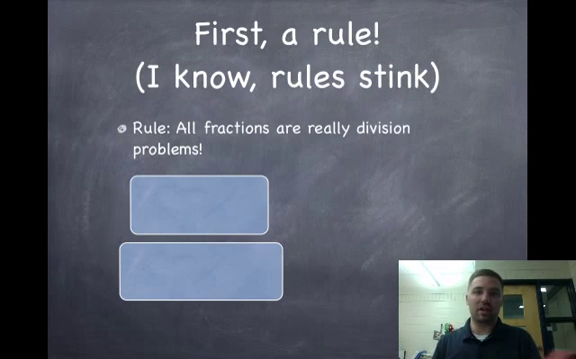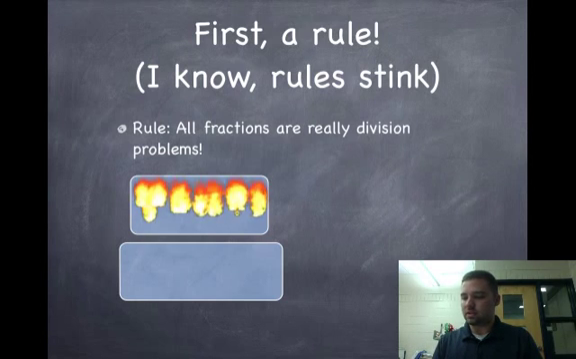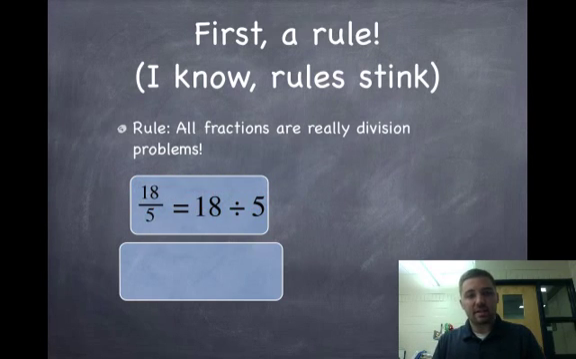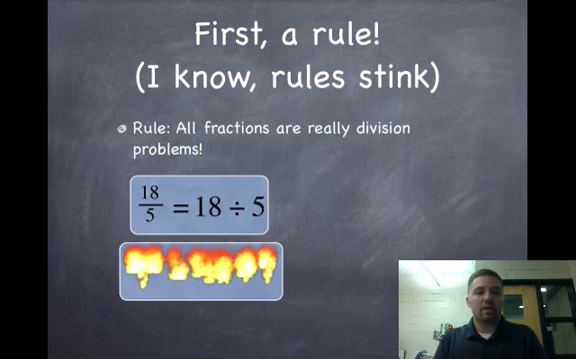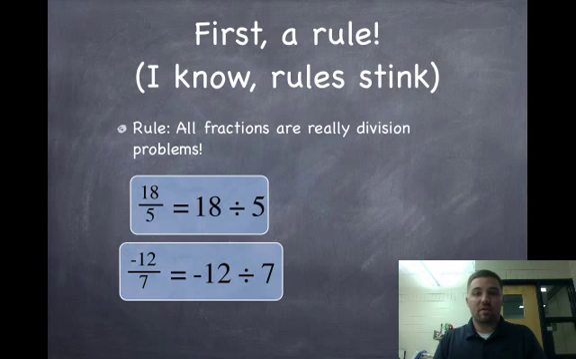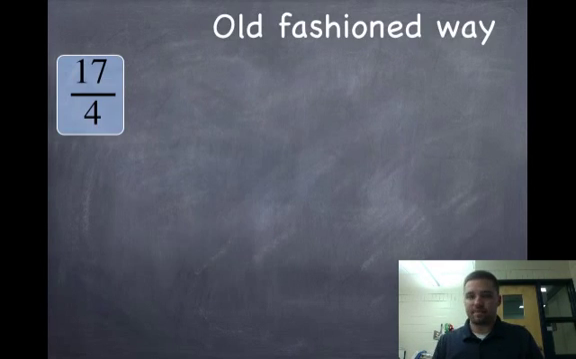First, there's a rule. I know rules stink, but that's okay. This one's going to be really helpful. All fractions are really division problems. So for instance, 18 over 5 can be written as 18 divided by 5. Another one is negative 12 over 7 can be written as negative 12 divided by 7. And that's really going to help us see the connection between mixed numbers and improper fractions.